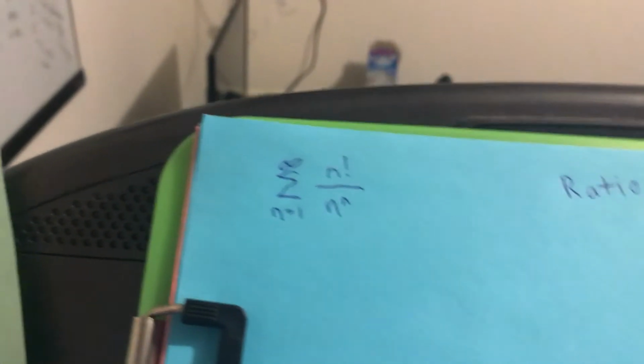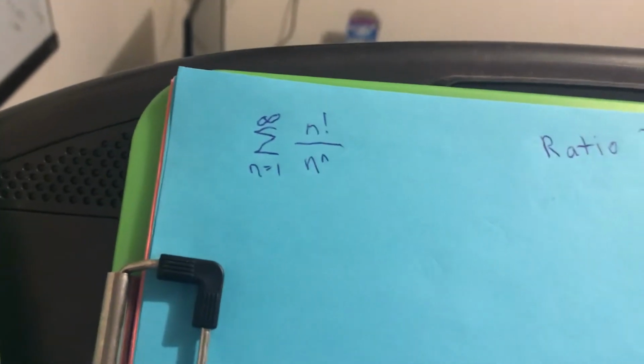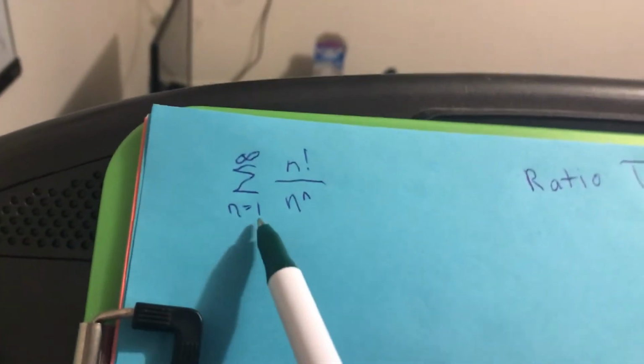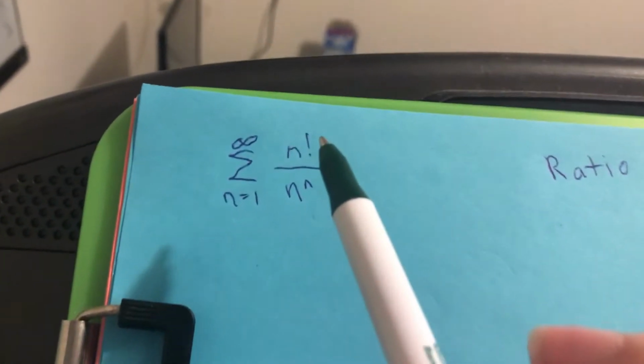Okay, I'm working out, but I stopped to do this because I thought it was neat and it was bothering me. So, we want to know if the sum from n equals 1 to infinity of n factorial over n to the nth power converges or diverges.